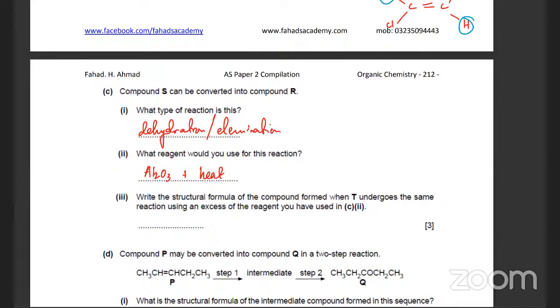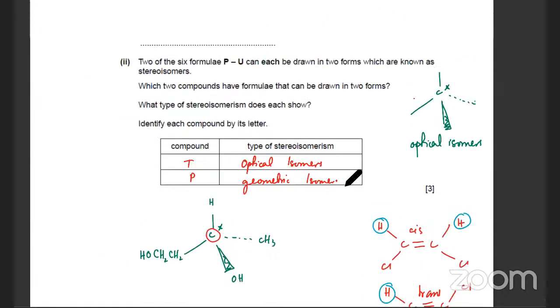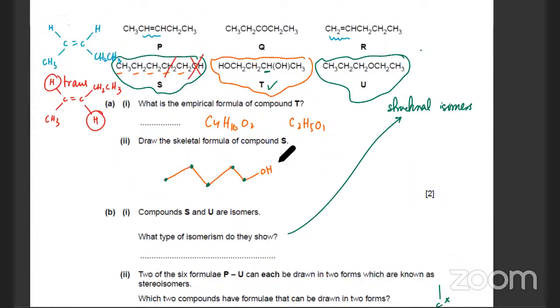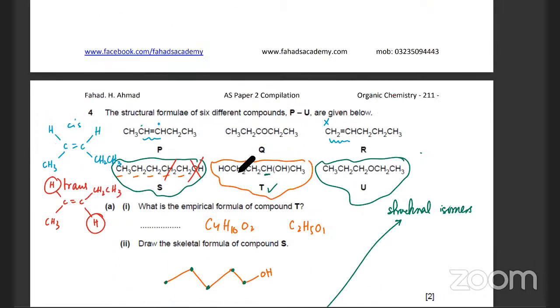The next one is: write the structural formula of the compound formed when T undergoes the same reaction using excess of the reagent you have used in C2. What is T? I think it's the same reaction. T is also an alcohol. It's got two OH groups. So it's 1, 2, 3, and 4 carbon atoms. There's an OH on the third one and the first one.